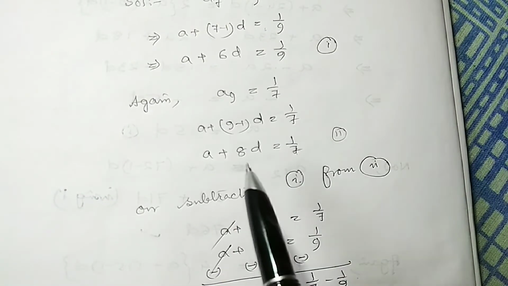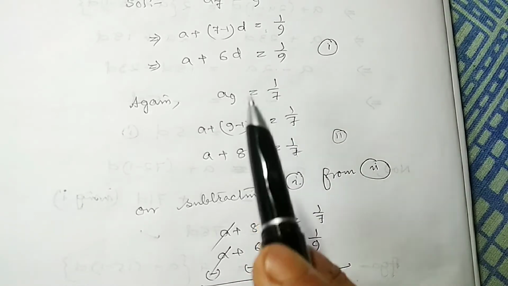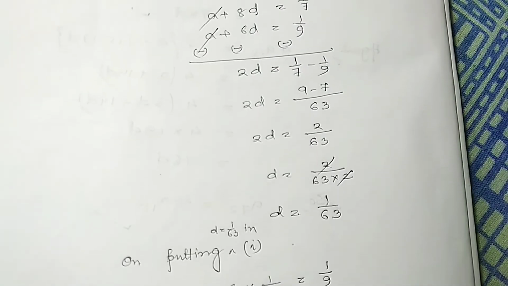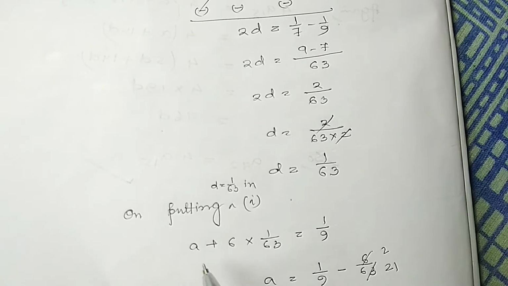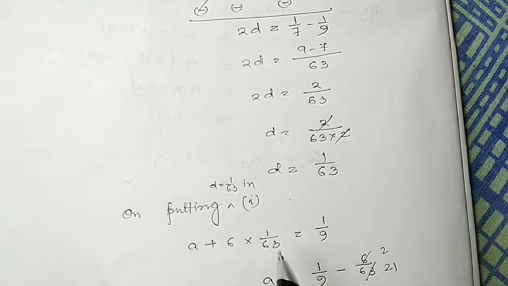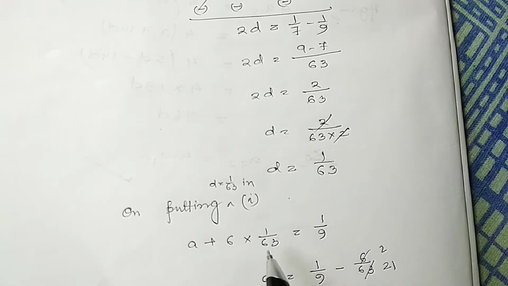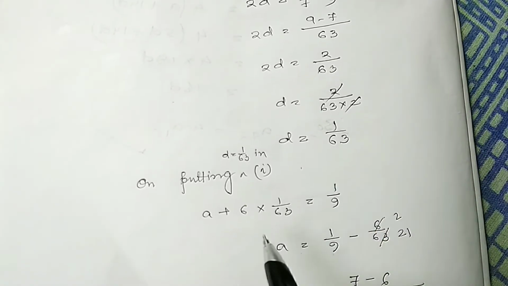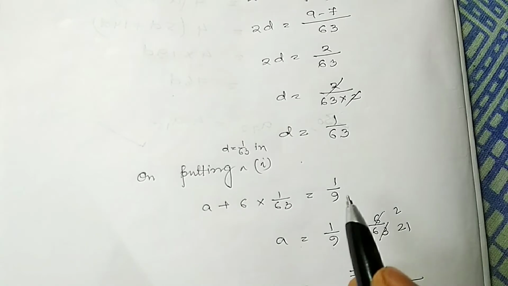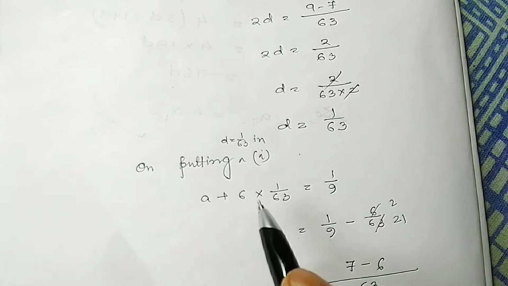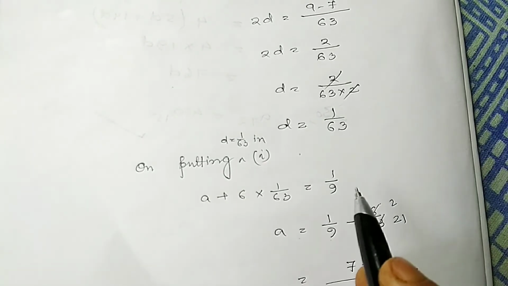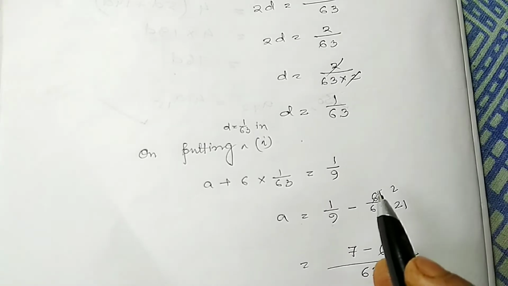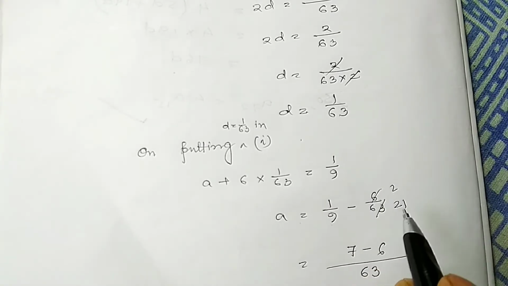Fine. Now this value, that means D equals 1 by 63, you can place in equation number 1 or 2, it's up to you. And here we are placing it in equation number 1. A plus 6D is 1 by 9. So instead of D, we are placing 1 by 63. So here we got A equals 1 by 9 minus 6 by 63 will go to the other side. It will become minus. We can cancel, 3 twos are 6, 3 21s are 63.